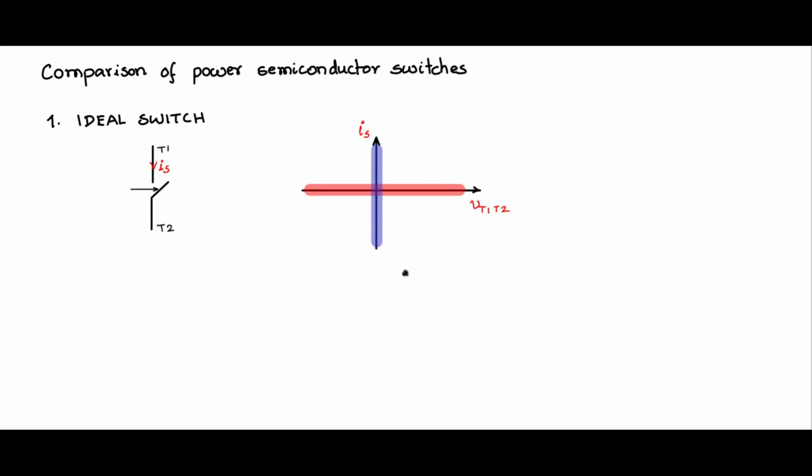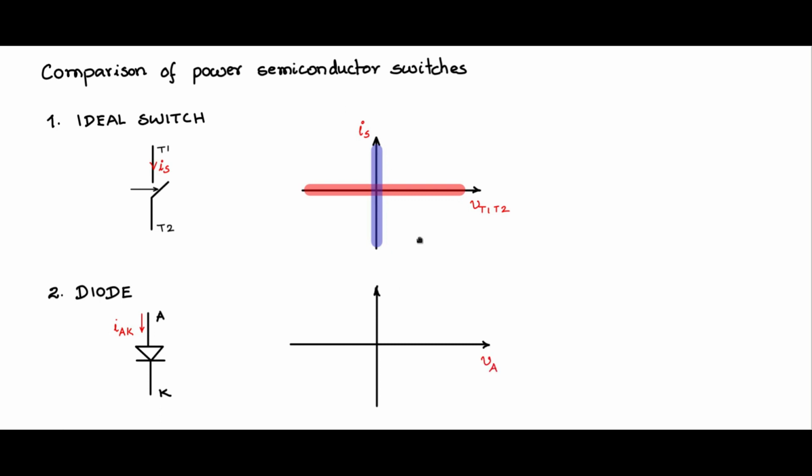Now this is the benchmark. Against this you can compare the other practical switches. So next let us see the diode. The diode has a symbol like this, anode and cathode, with a current flowing from anode to cathode, IAK. So let us draw its IV characteristic. You have the voltage VAK and IAK.